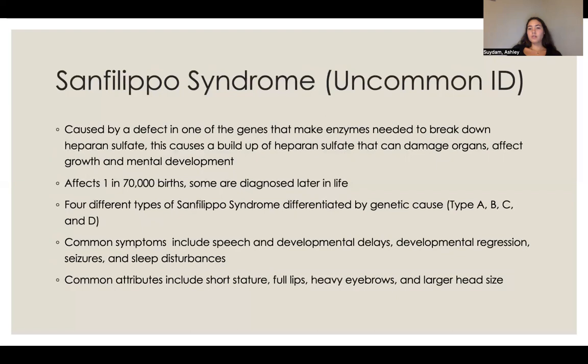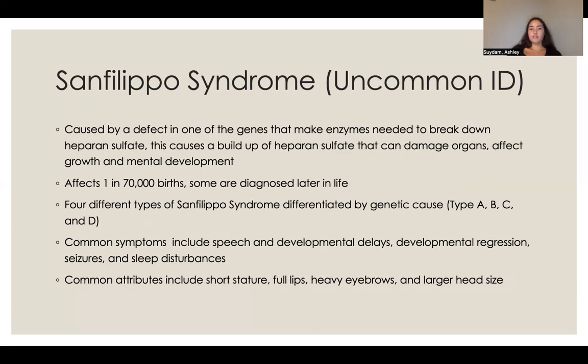Sanfilippo syndrome is one of the more uncommon intellectual disabilities. It's caused by a defect in one of the genes that make enzymes needed to break down heparan sulfate. This causes a buildup of the heparan sulfate, and that can cause damage to organs, affect growth, and mental development. This affects 1 in 70,000 births. Again, some are diagnosed later in life.